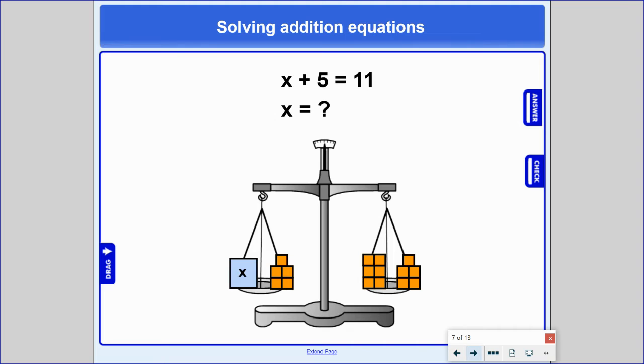Think about an equation as a scale. If both sides are exactly the same, that scale remains balanced. All right, so it's going to be balanced.